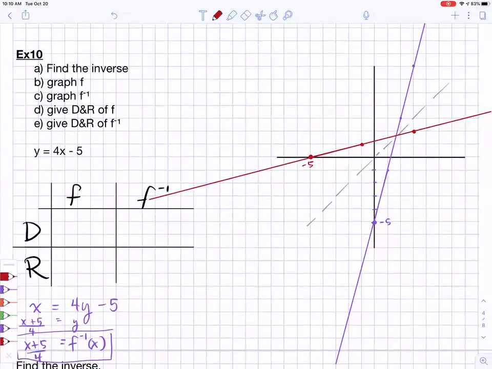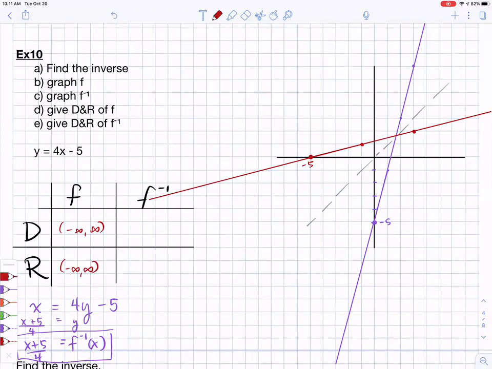Okay, let's look at letter D. So what's the domain of my purple line? What's the domain of the original? All real numbers, so this is going to be -infinity to positive infinity. And what's the range of my purple line? Also all real numbers. So this one's kind of boring.